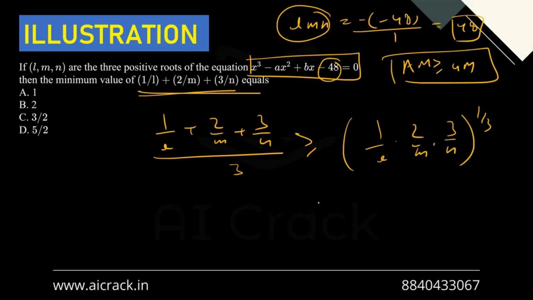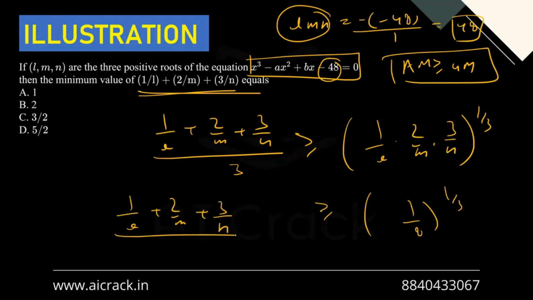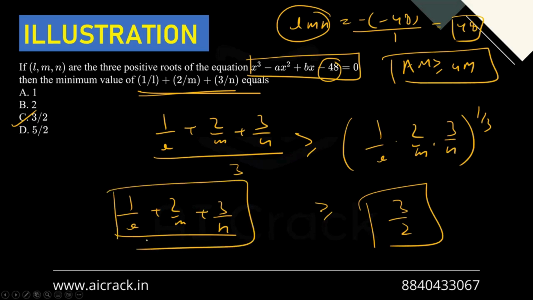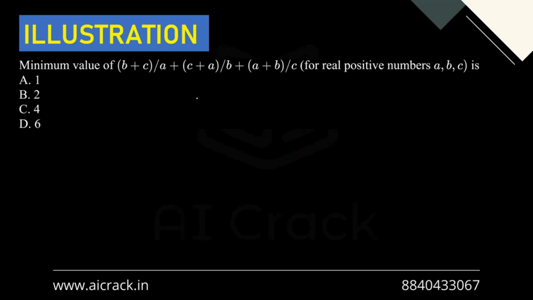Now L, M, N is 48. So this actually becomes 6 upon 48, that is 1 by 8, 1 by 8 raised to power 1 by 3. So we have 1 upon L plus 2 upon M plus 3 upon N divided by 3, and this actually comes out to be 1 by 2. So this 3 goes over here, so this becomes 3 by 2. So 3 by 2 is the correct answer. Basically, the minimum value would be 3 by 2. It's always bigger than or equal to 3 by 2. So the minimum value would be 3 by 2, and this happens when these three terms are actually equal. Okay.